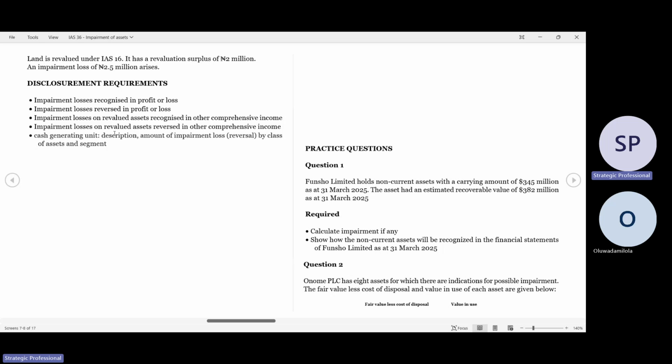What the disclosure requirement entails is they're just telling the user of the financial statements that this impairment loss, this is where I took it to the POL. This impairment loss, this is where I reversed it. This impairment loss is on revalued assets. This impairment loss is from a cash generating unit. So that's what this disclosure requirement is all about. Now let's do practical questions so that you'll be able to grasp all what I've said.